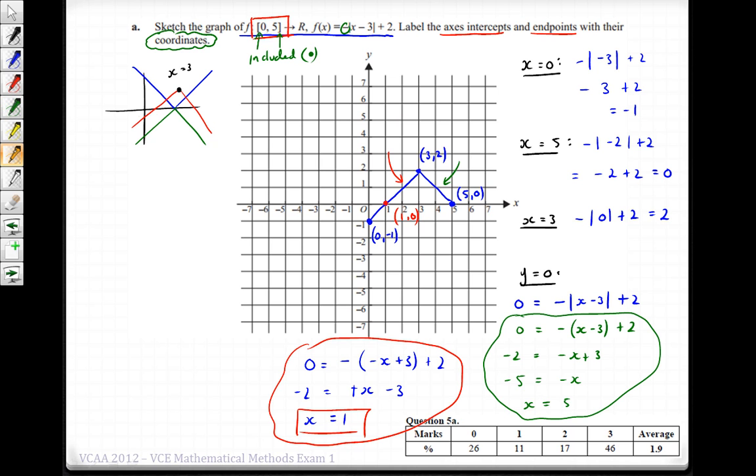Alright, so that question was done fairly well, with 46% of kids getting full marks and the average being about 2 out of 3.